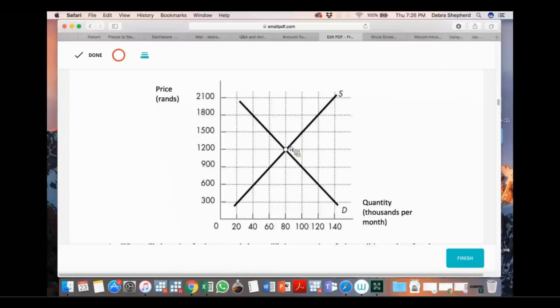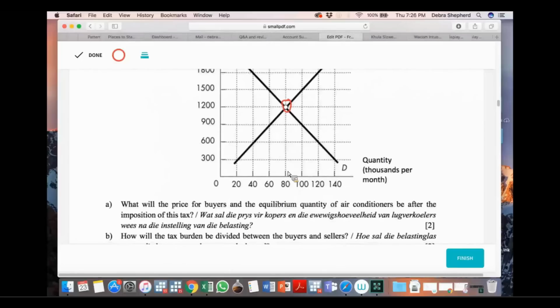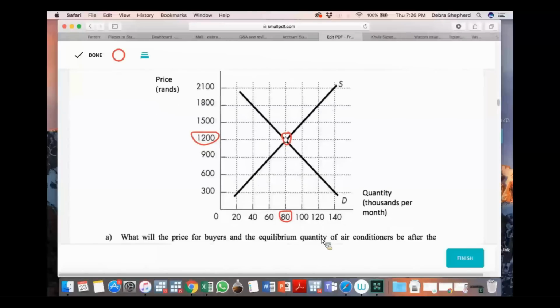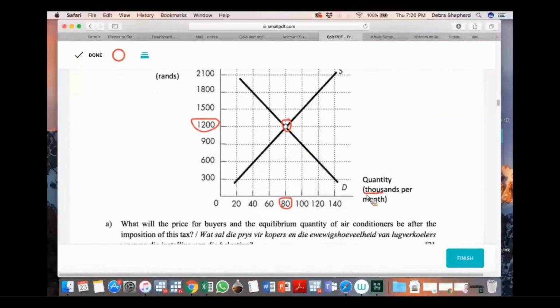Without the tax, the market is going to be in equilibrium here, where demand and supply intersect. The first question says, what will the price for buyers and the equilibrium quantity of air conditioners be after the imposition of this tax? Before the tax, everybody's paying 12,000 Rand and 80,000 units are being bought and sold. It's always important to read the units for quantity because sometimes we use thousands, grams, kilograms. So always check the quantity and make sure you are aware of the measure.